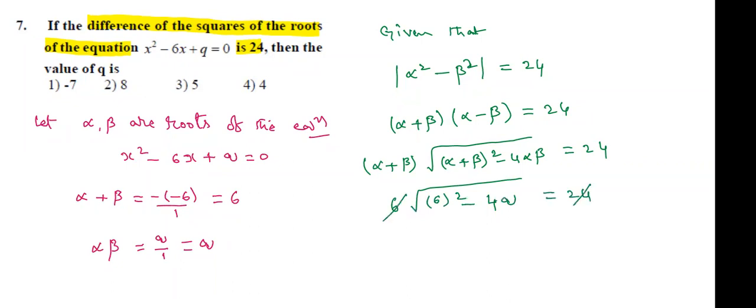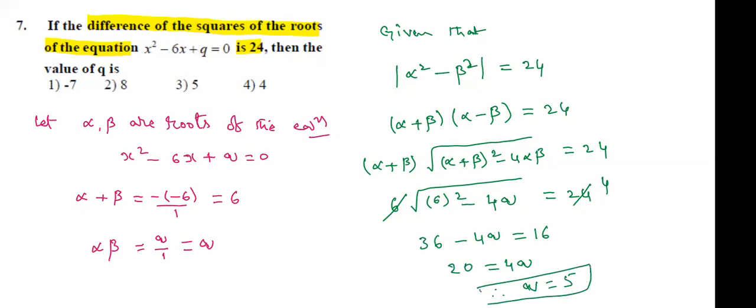Now 6 4s are 24 and do the squaring on both sides. 36 minus 4q. That's equal to 16. 16 send left hand side, 36 minus 16, 20. That is equal to 4q. Therefore, what is q? 4 5s are 20. Q value 5. Third option correct.